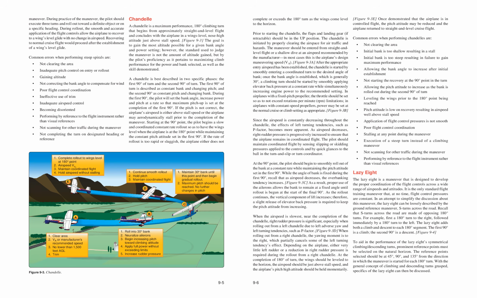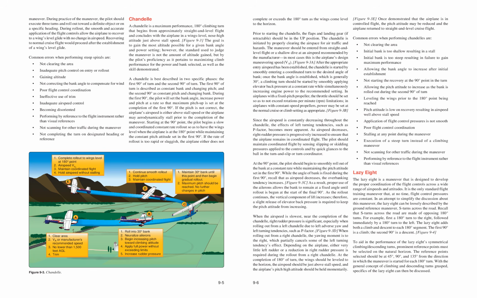Once the bank angle is established, which is generally 30 degrees, a climbing turn should be started by smoothly applying elevator back pressure at a constant rate while simultaneously increasing engine power to the recommended setting. In airplanes with a fixed pitch propeller, the throttle should be set so as to not exceed rotations per minute, RPM, limitations.